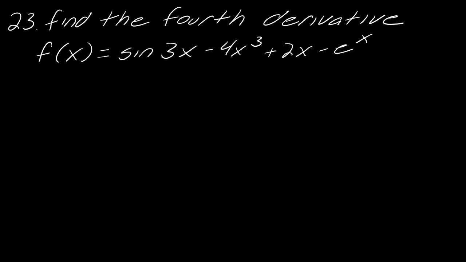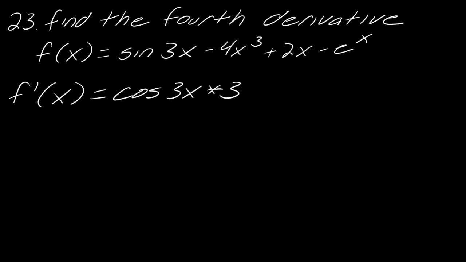All right, find the fourth derivative of f of x equals sine of 3x minus 4x cubed plus 2x minus e to the x. Okay, so let's just go ahead and start this. With sine of 3x, I have to use the chain rule here. So that'll be cosine of 3x times 3, and then minus 12x squared plus 2 minus e to the x.